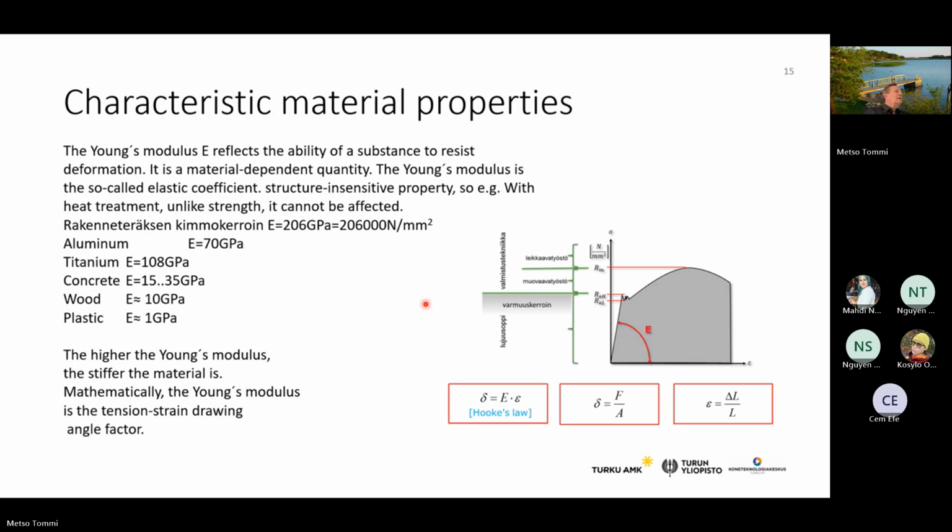Here are the E values. So aluminium 70 gigapascals, steel 206 gigapascals, concrete, wood, plastic, and the greater the Young's modulus is, the stiffer the material is. So it's good that in steel the Young modulus value is very big.